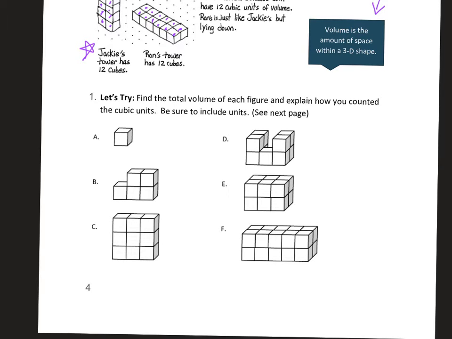Okay, so for example, on A, I can see that there is just 1 cubic unit, so that means the volume is going to be 1 cubic unit.